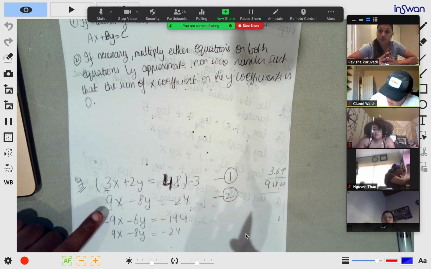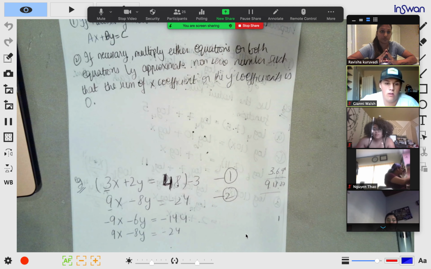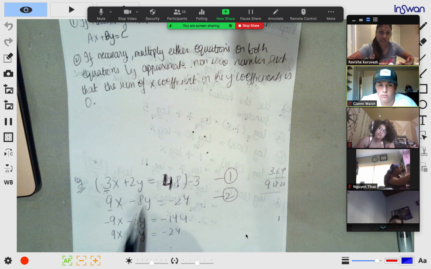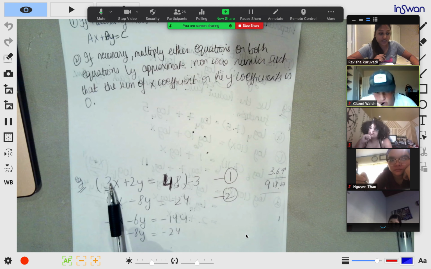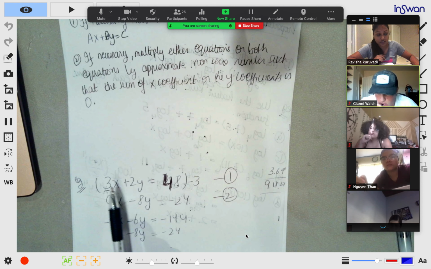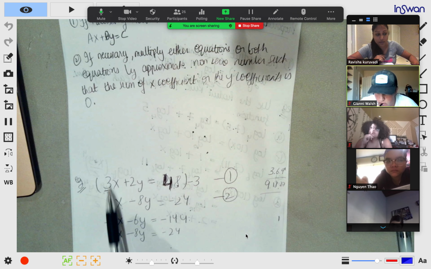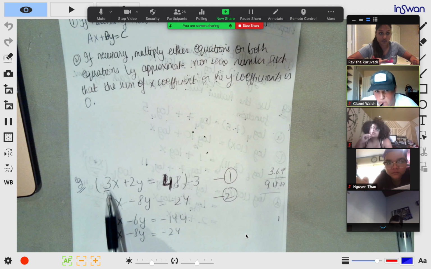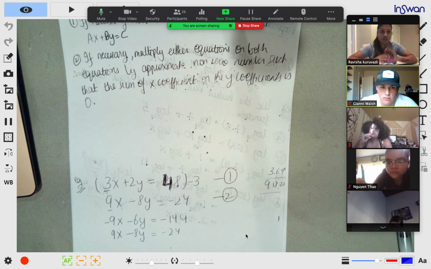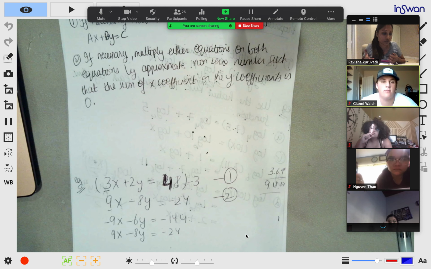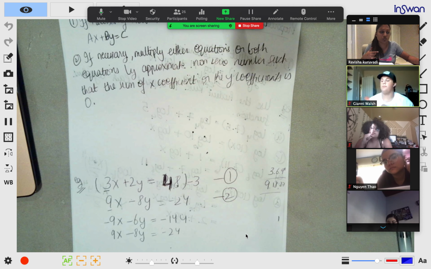This is your step 2. Step 2 basically says you have to multiply either equation or both equations in such a way that you decide which one you want to eliminate, x or y. Whatever you decide, the number in front of that variable, you want to make them the same number but with opposite signs. One positive, one negative. Like I make this as 9, this as negative 9. And you have to decide what you should multiply that row or that whole equation with.